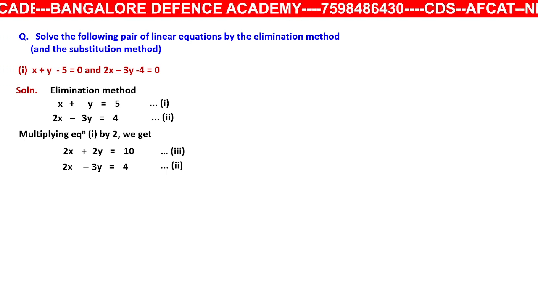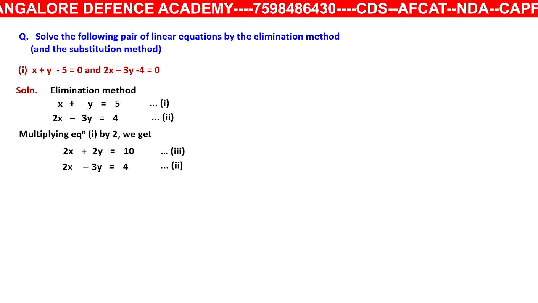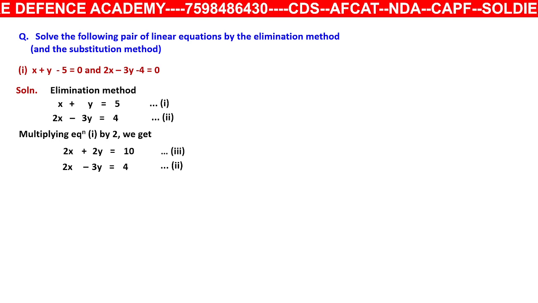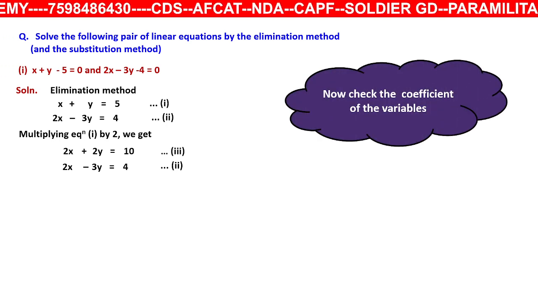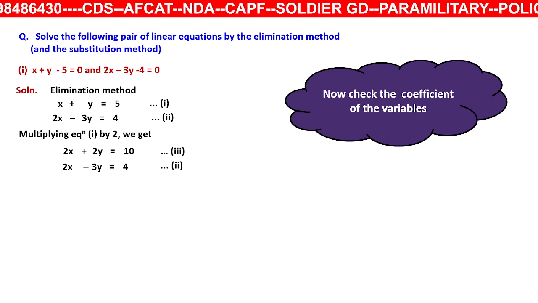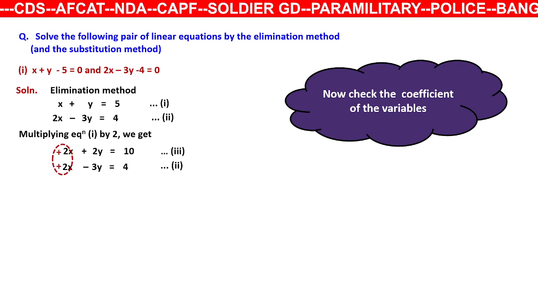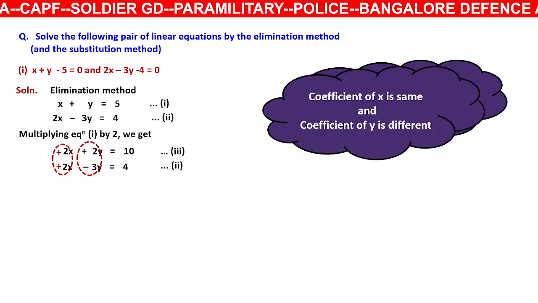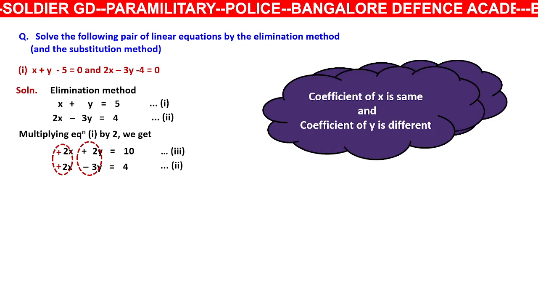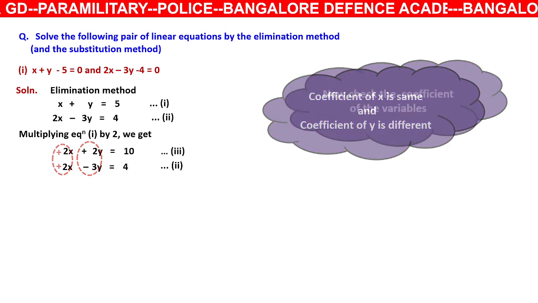Now look at this. You have 2x and 2x. The signs are the same, so now you have to be careful. You have to change the sign of all the values. Now check the coefficients of the variables. The coefficient of x is 2 and 2. The coefficient of y is plus 2 and minus 3. So now the coefficient of x is the same and the coefficient of y is different.